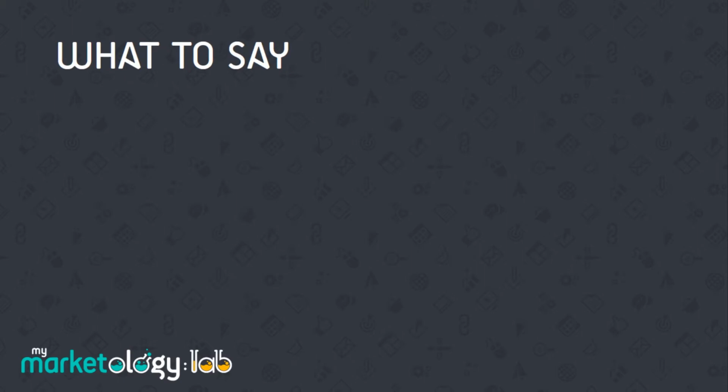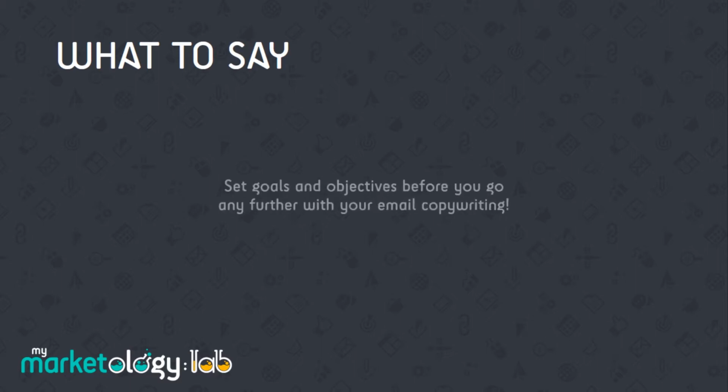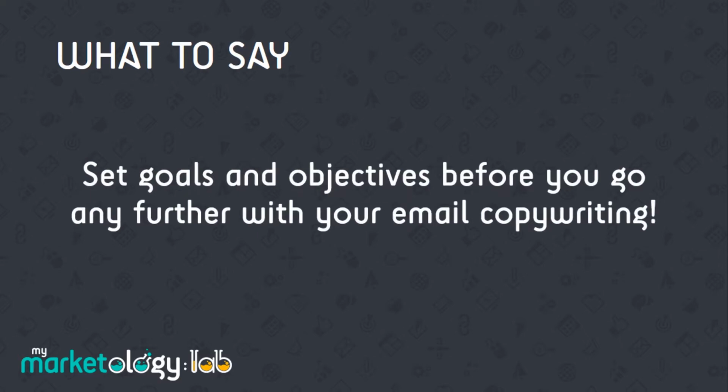So what to say? First of all, you need an end goal before you look at the message that you're trying to convey in your email campaigns. The end goal dictates the reason why you're sending the email in the first place. If you don't have any goals yet, create them before you go any further. Use SMART goals. If you're not sure what they are, watch our goals and objectives video. The link is on the screen for you.